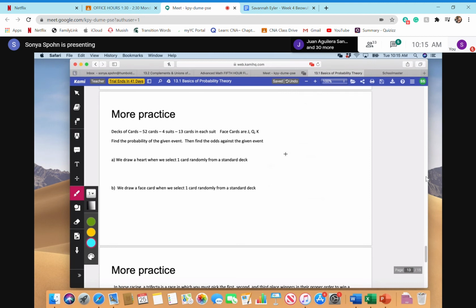All right, so this up here just talks about what is in a deck of cards so that we know. Okay, so we all know it has 4 suits: the hearts, the spades, the clubs, and the diamonds. 13 cards in the suit, and face cards are jack, queen, and king. Find the probability of the given event, and then find the odds against the given event. So we're doing the probability and odds against. So let's look at A. We draw a heart when we select one card randomly from a standard deck. So we're going to pick a card. What's the probability we're going to get a heart?